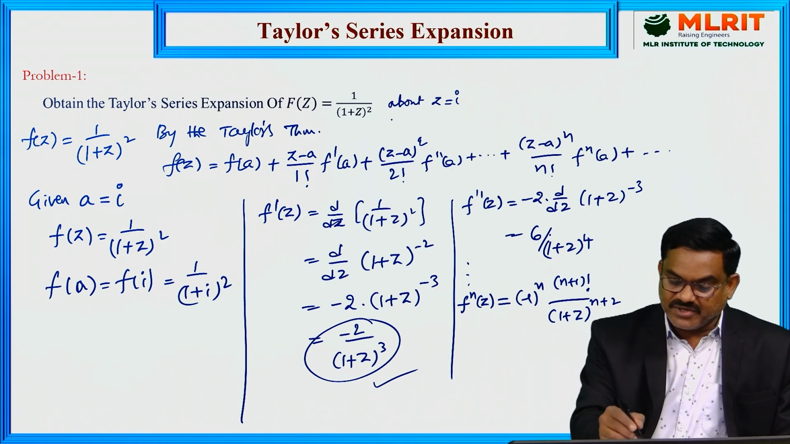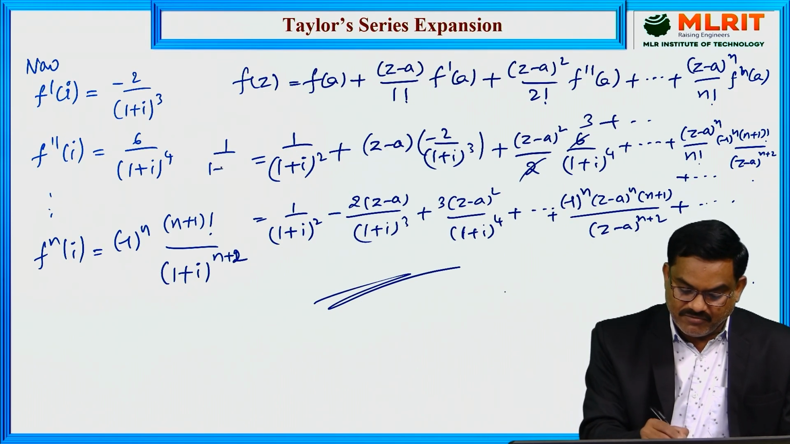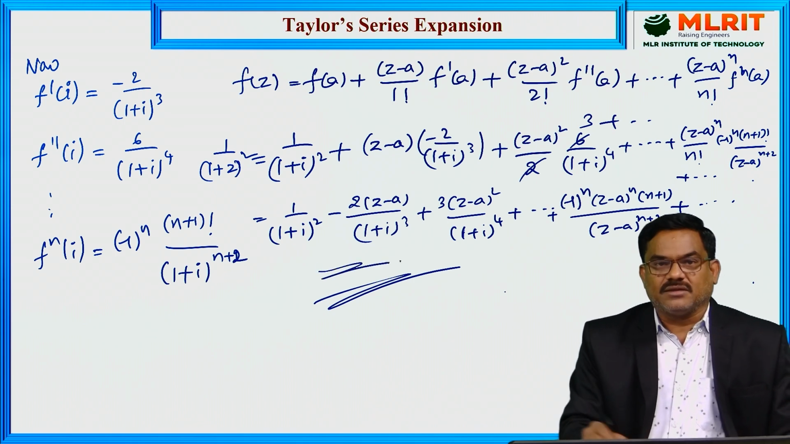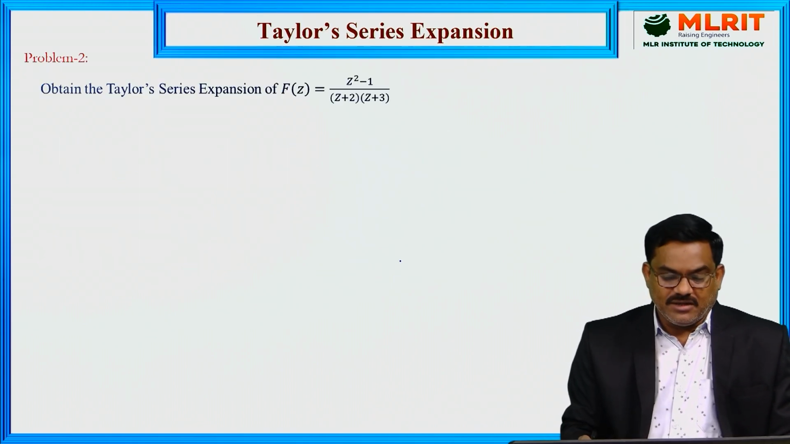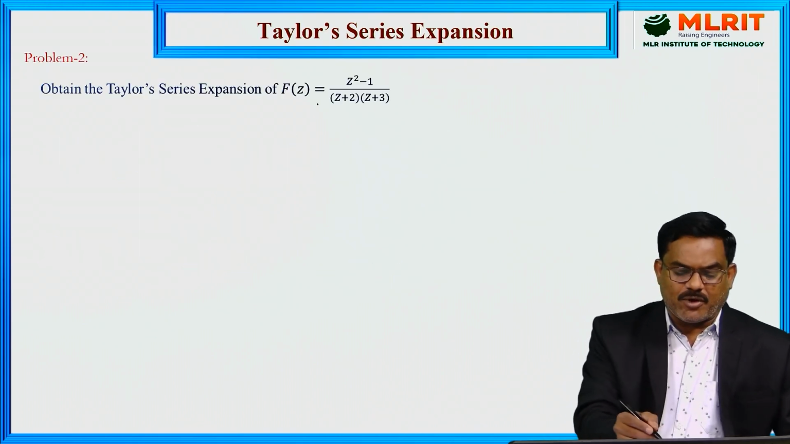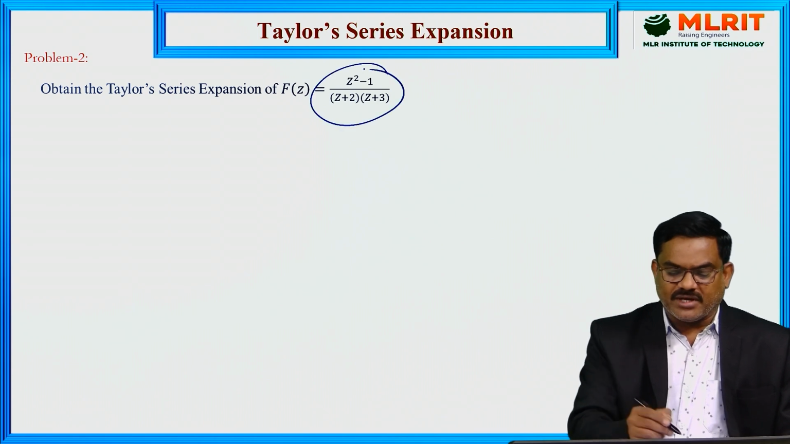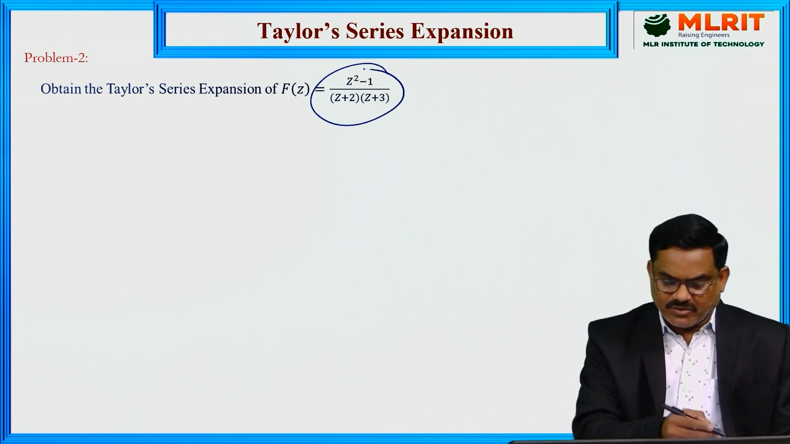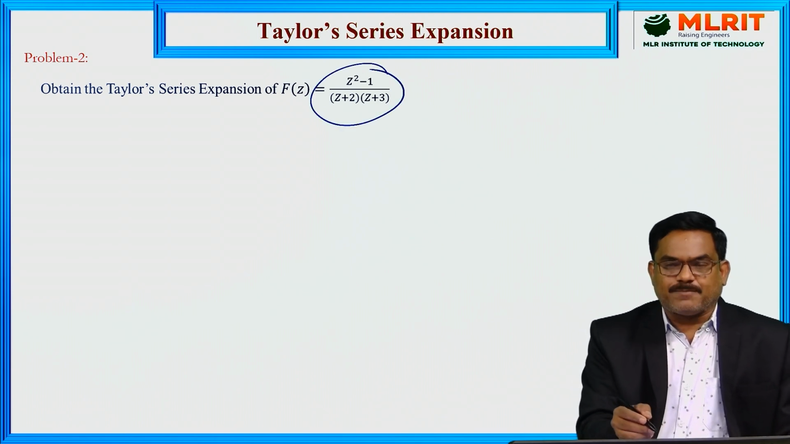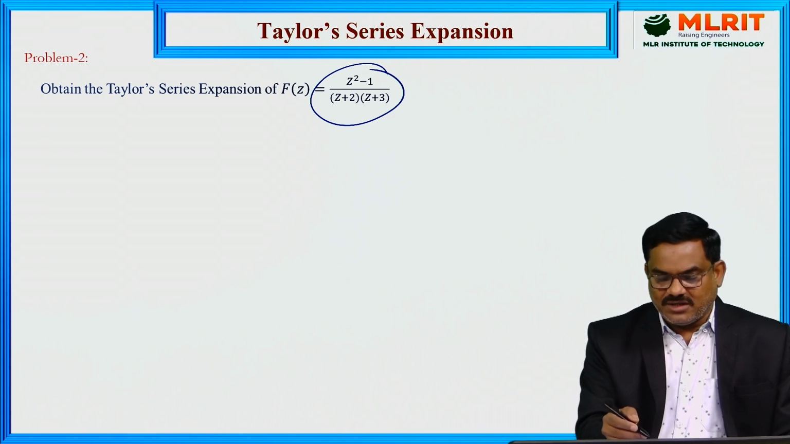What is the given function? 1 by 1 plus z square. So 1 by 1 plus z square can be expanded like this. Similarly, there is another problem. In this problem we can use the standard procedure of expanding using the known expansions.